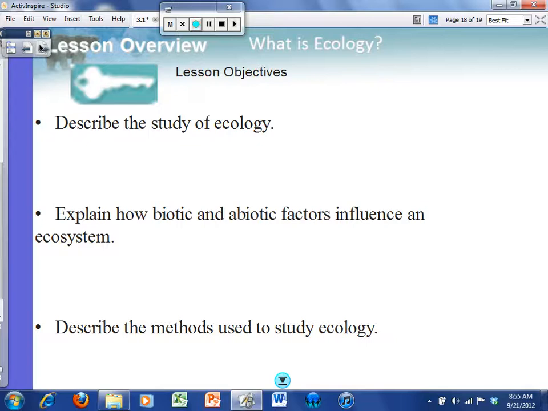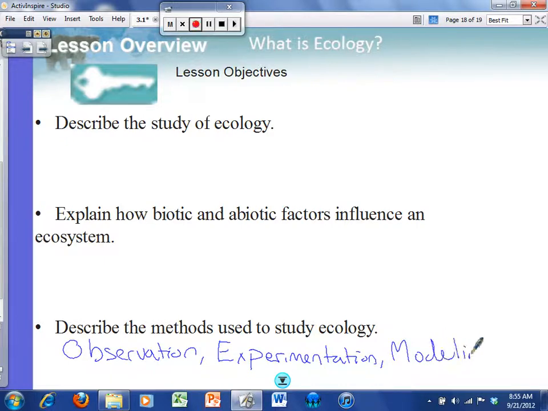So back to what is ecology? We've got the 1, the 2, and describing the methods, we have observation, we have experimentation, hope I didn't spell that wrong. I always spell experimentation wrong, one of my hang-ups. And then we have modeling. Now, this key says describe. I did not describe those there. I listed. And so maybe in your notes you want to go back and describe. You list the 3, and then you want to describe what each one of them is. All right.